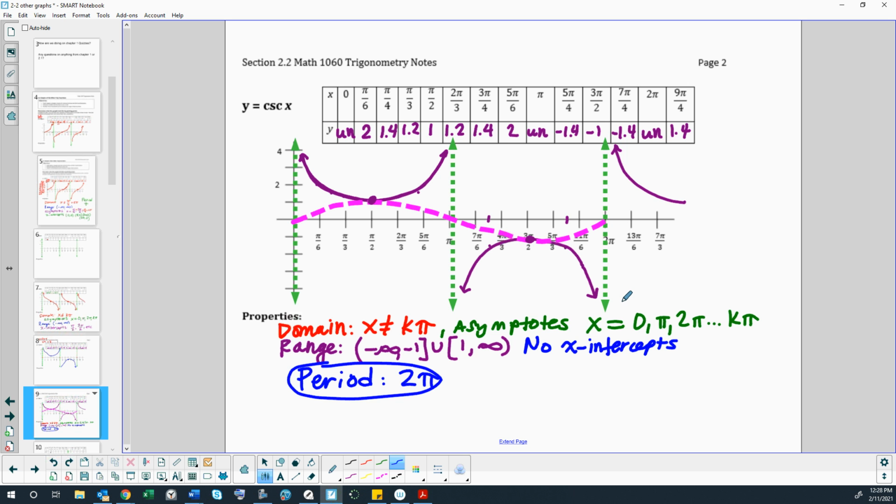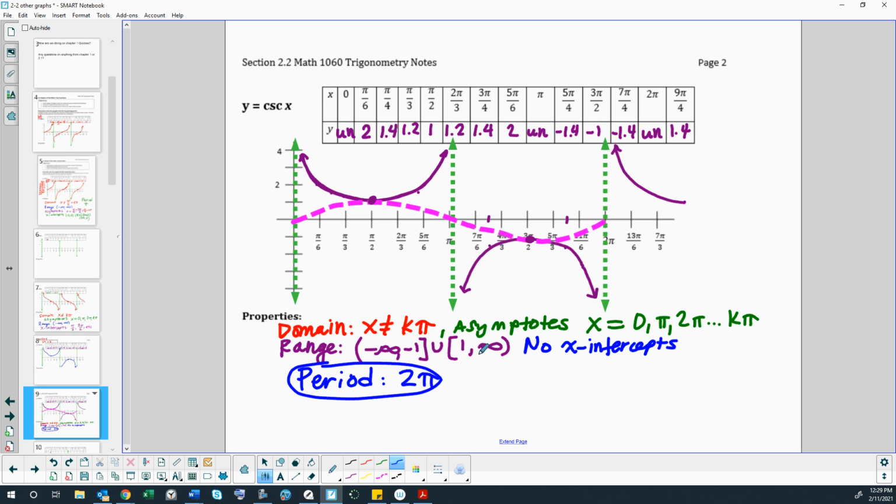So far we've learned that tangent and cotangent have a period of pi, but sine and cosine, and therefore cosecant and secant, are all going to have that period of 2 pi. Okay, our domain is everything except where the asymptotes are, which is at integral values of pi. So at 0, pi, 2 pi, 3 pi, negative 2 pi, right, for any k value that's an integer.